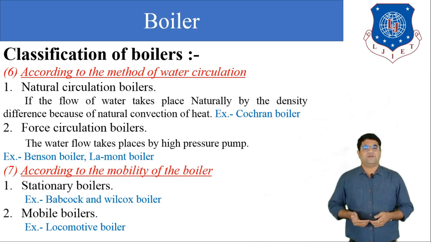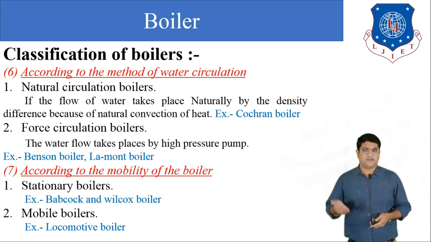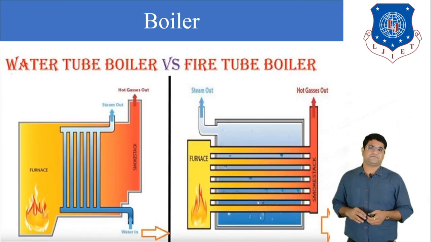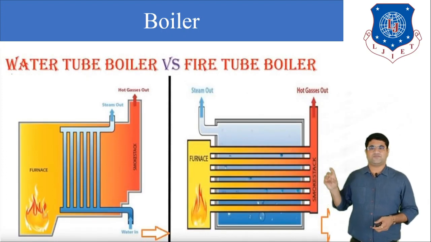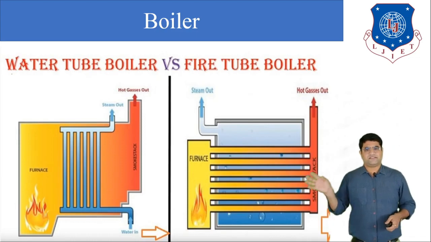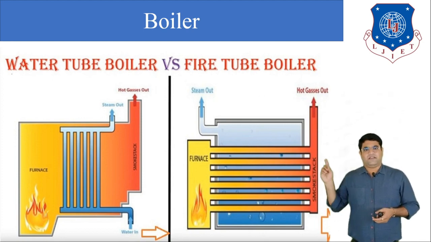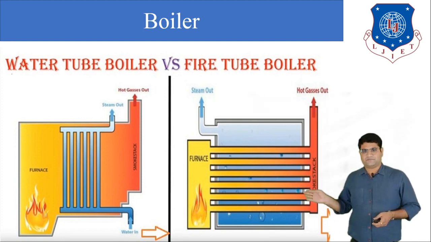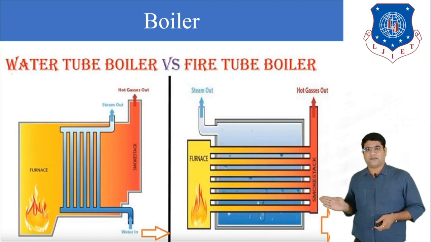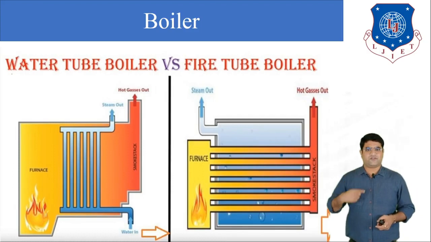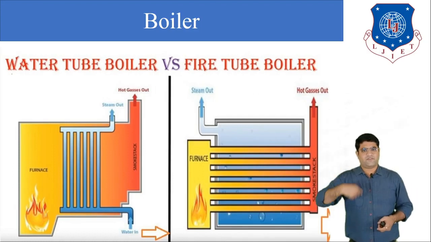Okay, now we are going to discuss the difference between the water tube boiler and the fire tube boiler. Here you can see the figure. Our first figure shows the water tube boiler, and the second figure is of the fire tube boiler. From the figure we can see that in the fire tube boiler, the flue gases travel in the tubes and water is circulated surrounding the fire tube.